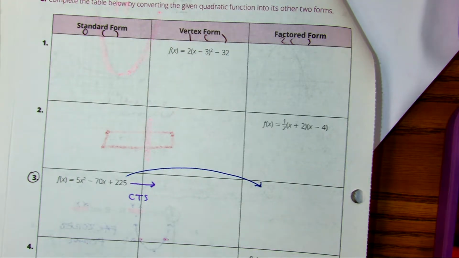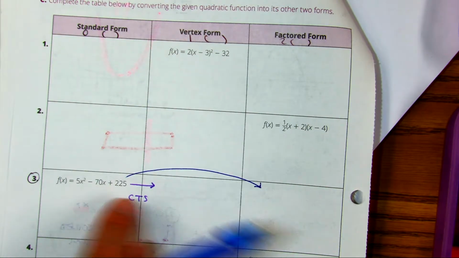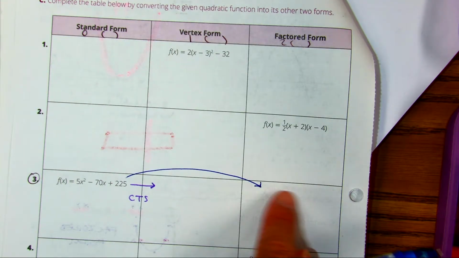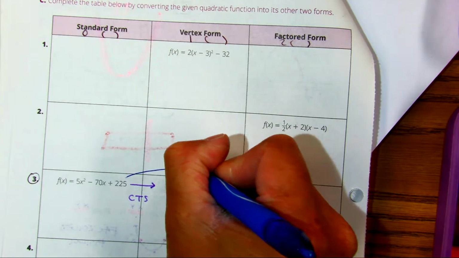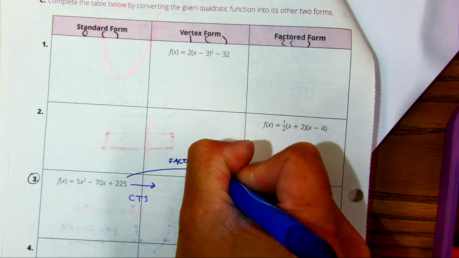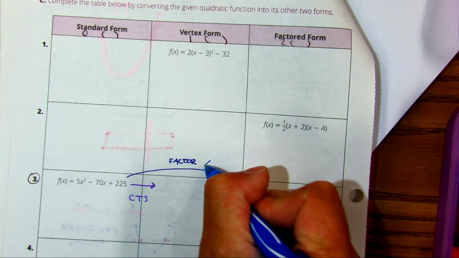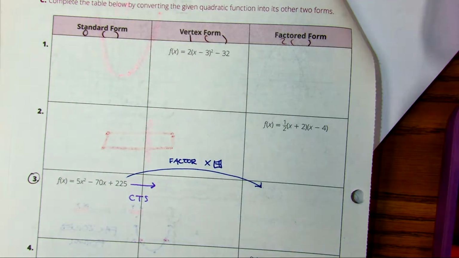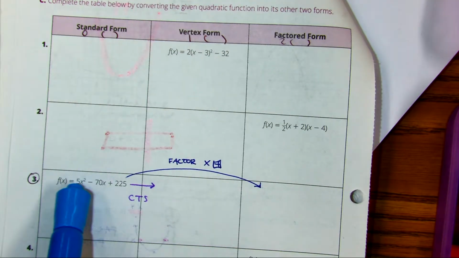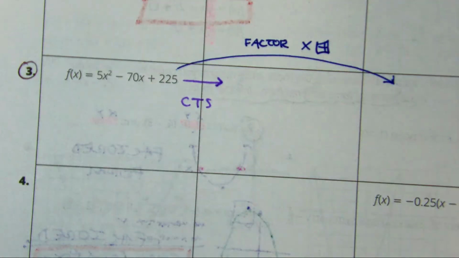Well, how do you go from no parentheses to 2 sets of parentheses? All we have to do is factor. And what do you do to factor? X in the box. So let's go ahead and do that. Now, before we do the X in the box, what do we always do before you do that? Talk to your partner in 3 seconds. I'm thinking of 3 letters.